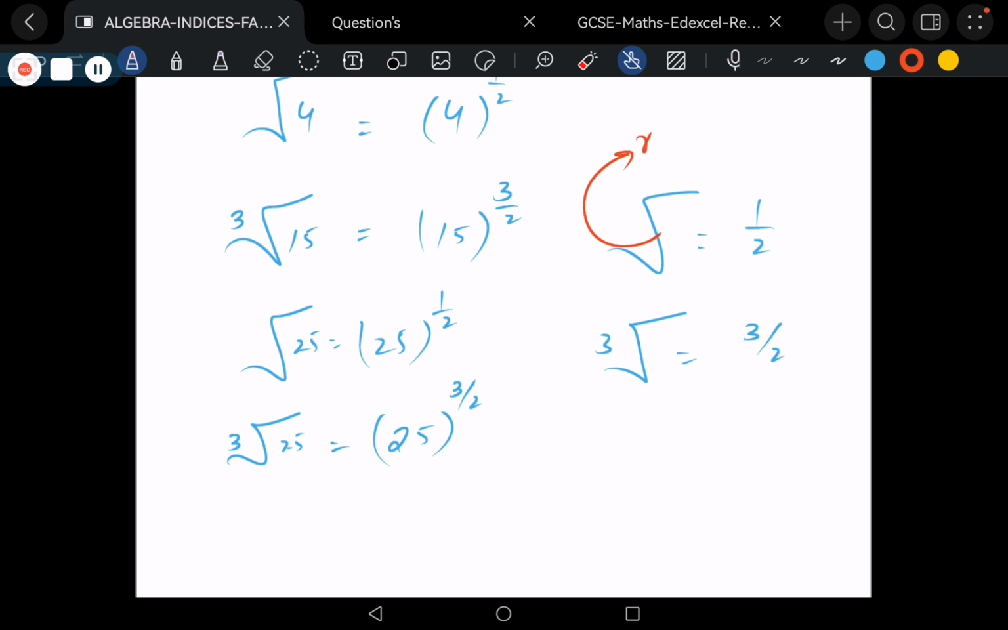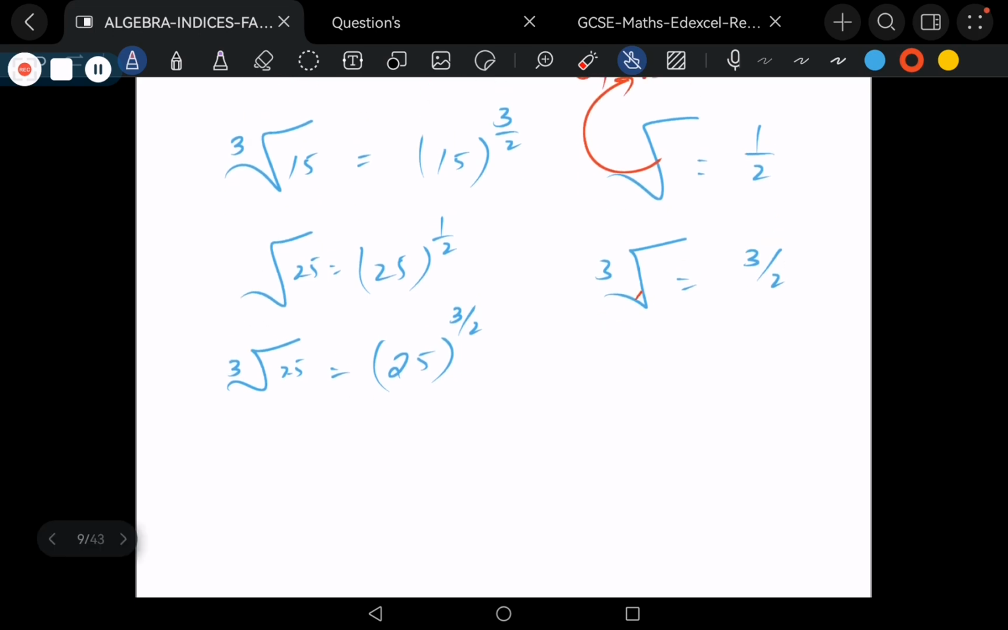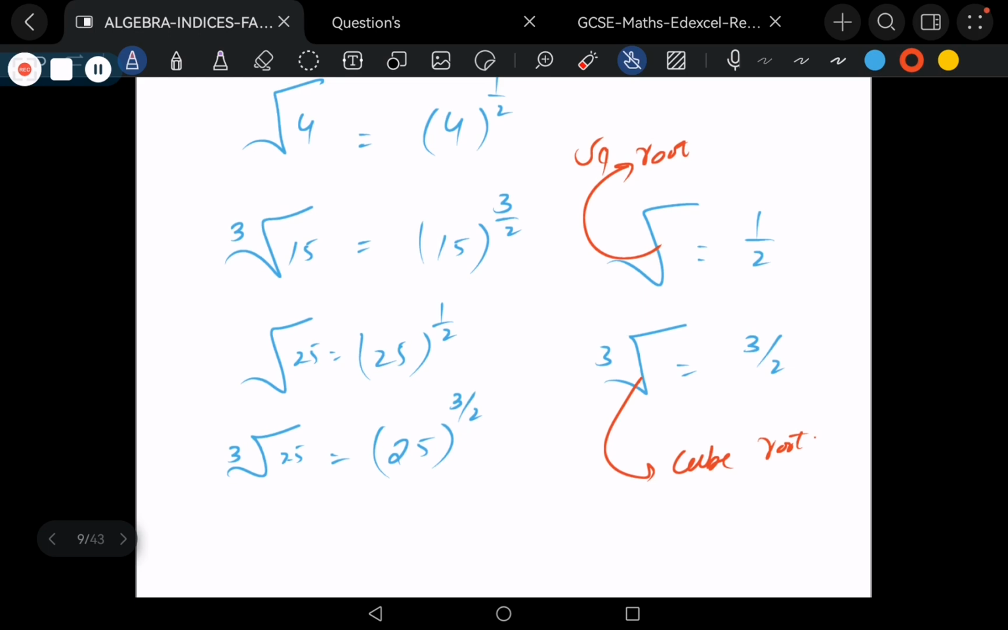That is considered as root, or you can say it as square root, and that will be considered as cube root. Square root and cube root, square root is the reverse of square and cube root is the reverse of cube.